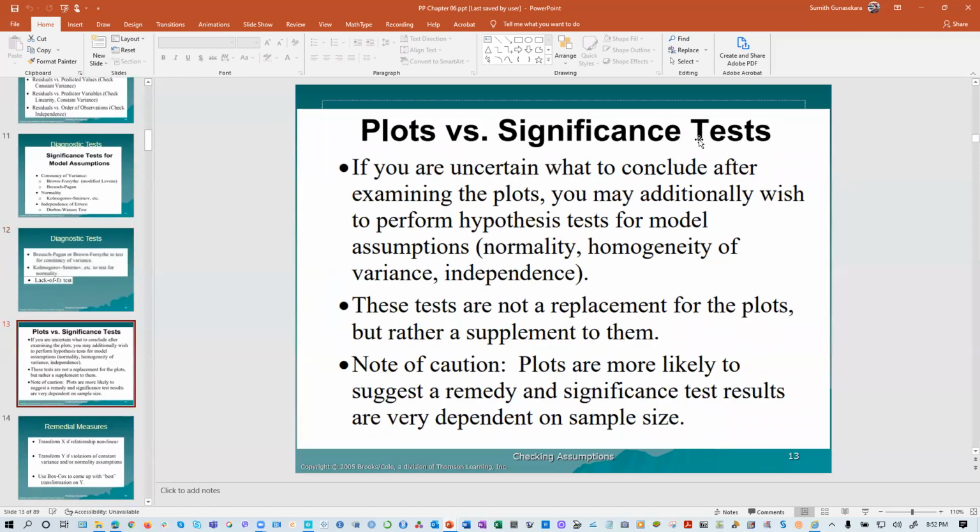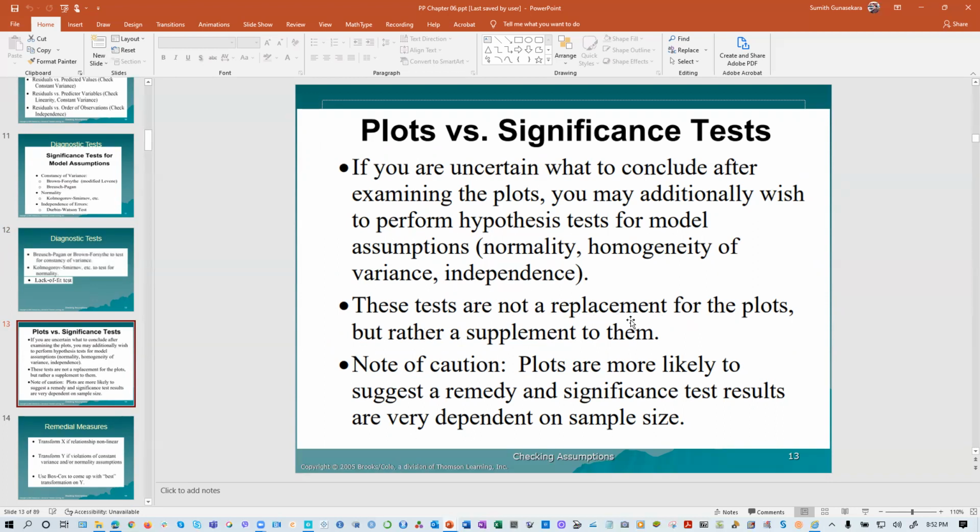You see, plot versus the test. If you are uncertain of what to conclude after examining the plots, you may additionally wish to perform hypothesis tests for model assumptions. That means linearity, normality, homogeneity of variance, which means equal variances, and independence.